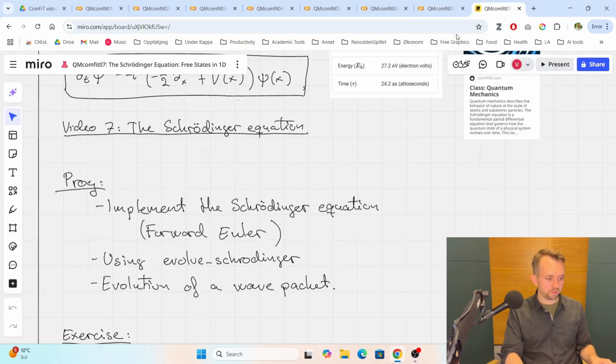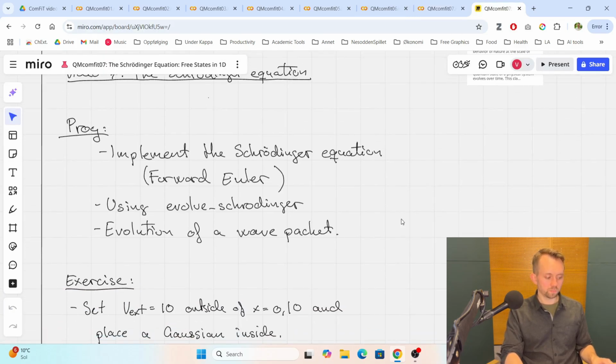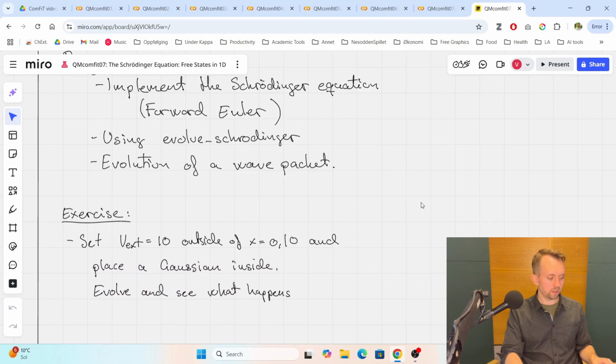So I think that was the end of this video. And so what I want you to try to do for the next video is to take this Comfit library, make use of this notebook that we have written, set the Vx variable to be 10 outside of 0 and 1, and then put a Gaussian wave packet inside, give it some velocity, and see what happens. That's the exercise for next time.